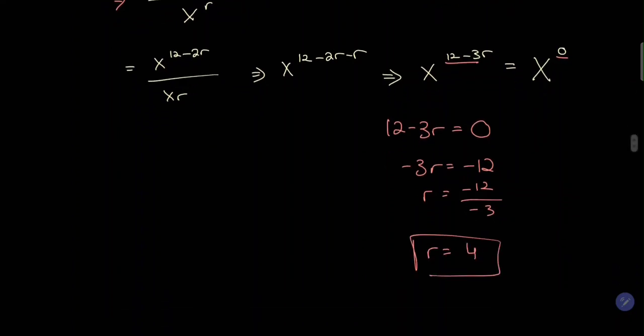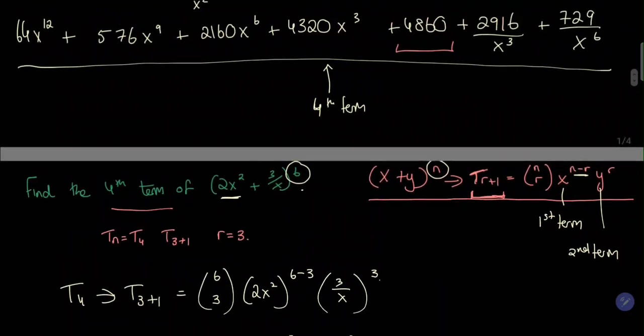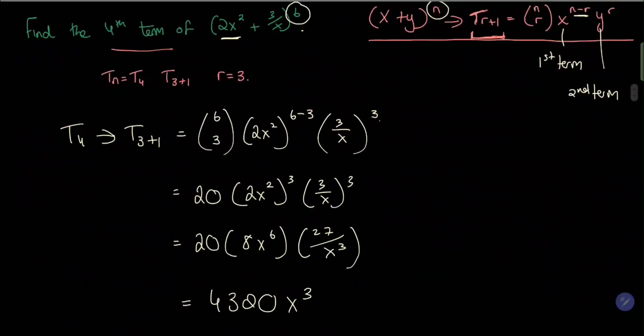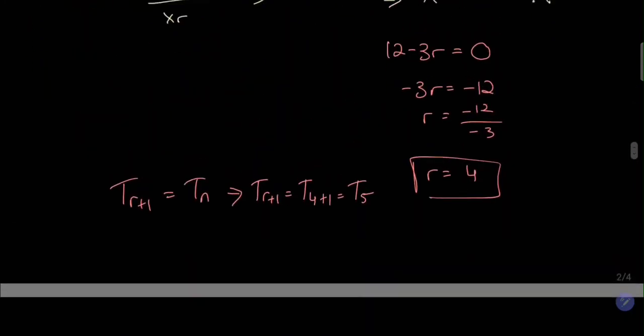r equals 4. Do you remember back here, r plus 1 equals the number of the term. So if r is 4, then the term that's independent of x is going to be 4 plus 1, which is T5, term 5. So let's go back up here and check it. Term 1, term 2, term 3, term 4, term 5. So that's right. And that's how you do that one.